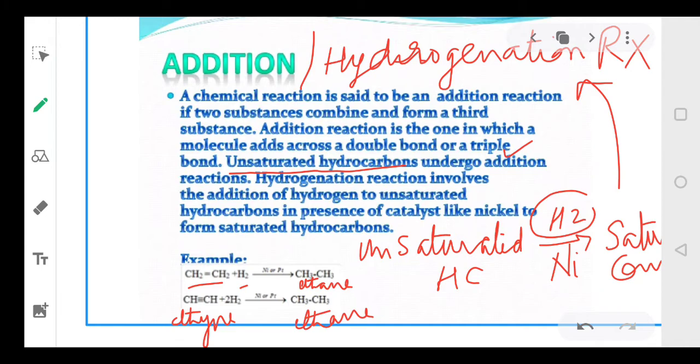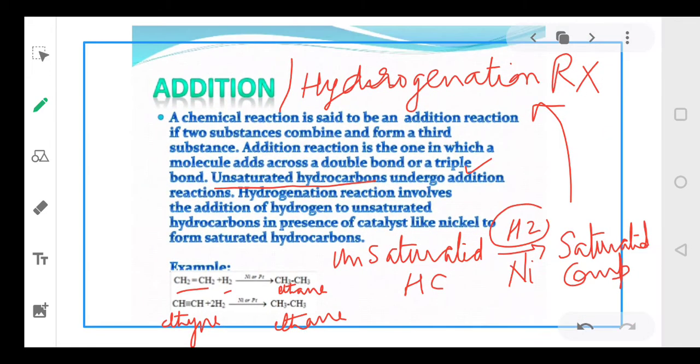So unsaturated hydrocarbons are forming saturated hydrocarbons, and this reaction, which is our addition reaction, is used in industries to convert vegetable oil into vegetable ghee. Okay, so many a times this question is asked in the exams. The question is, what is the importance of addition reaction in industries? I'm repeating the question. What is the importance of addition reaction in industries? So addition reaction is used in industries to convert vegetable oil into vegetable ghee.